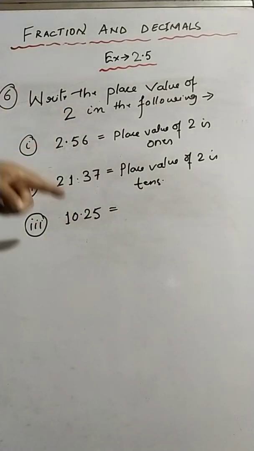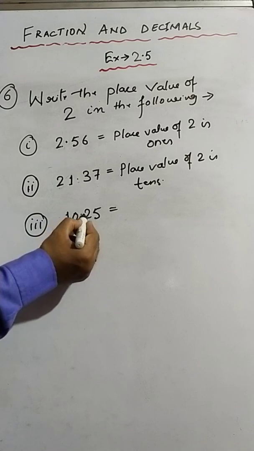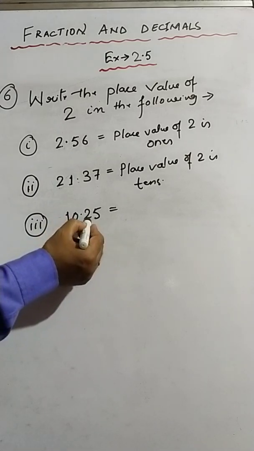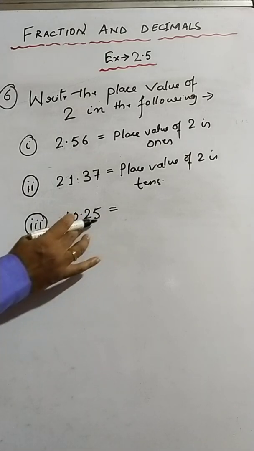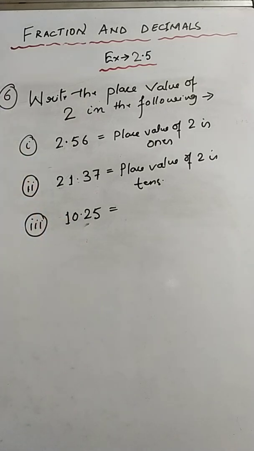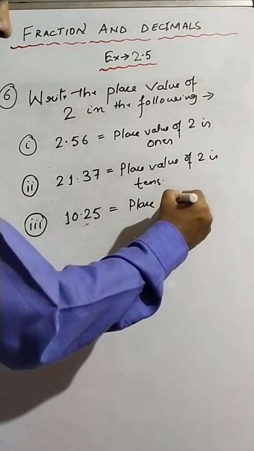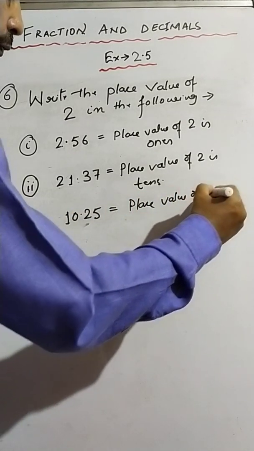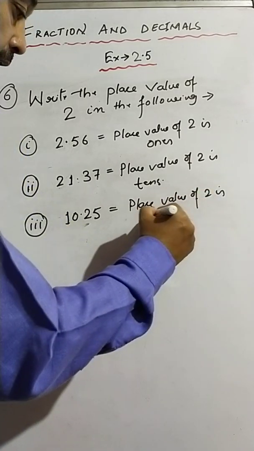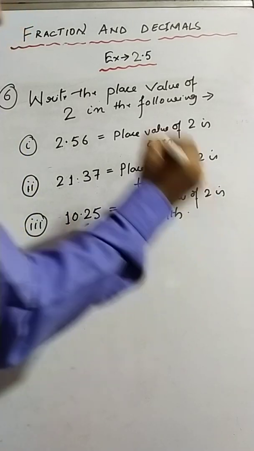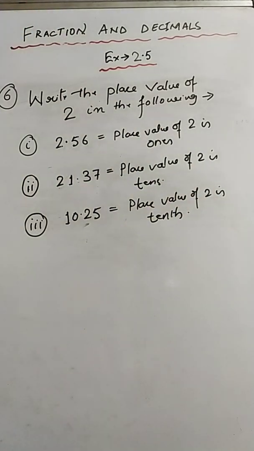Fine. Now let's go to the sum number 3. So now right hand side of the decimal. And what is the first position to the right hand side of the decimal? 10th. Absolutely right. Now the place value of 2 would be, so the place value of 2 is 10th. You will write 10th. Right? So this is how you have to do the rest 2 sums of question number 6.